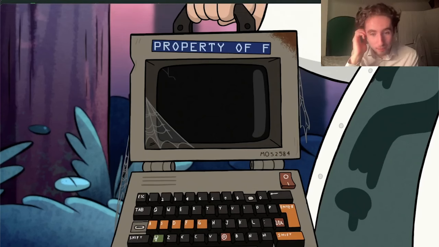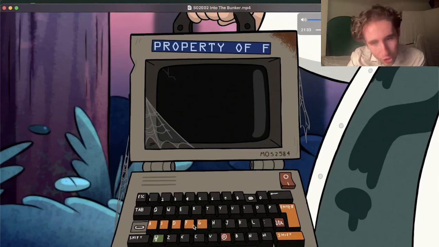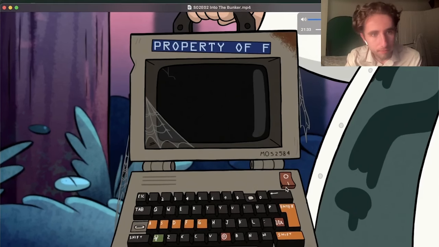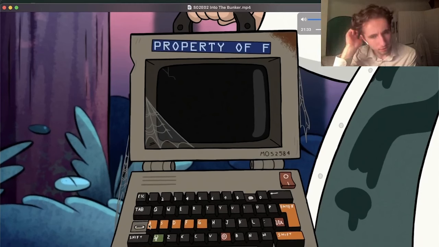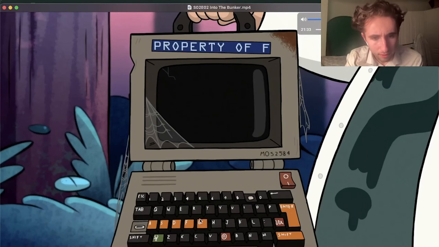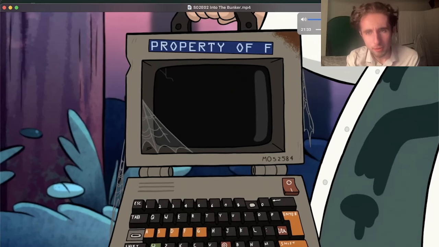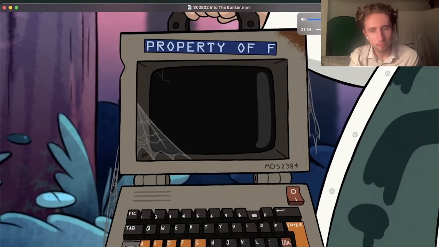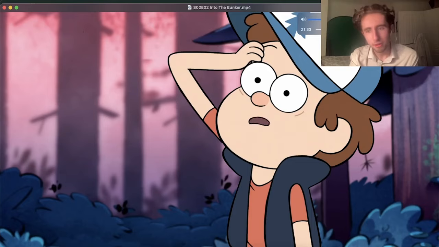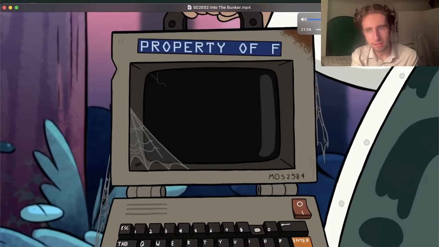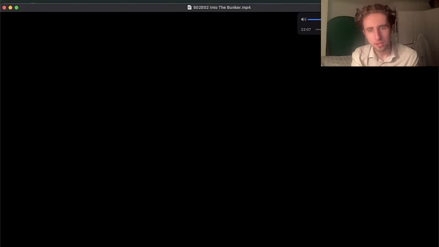No cap. I see ASDFG is all in orange. I guess they're probably just doing this randomly. And then we have MO52584. Don't know what that means. But it's weird that 9 and caps lock are both gone. 9 in caps. So property of F, obviously, this is the author. F is the first letter of the author's name. Just kind of has to be.